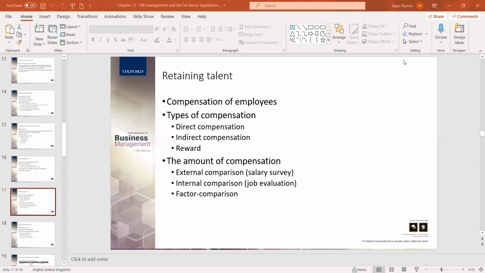You can also use the factor comparison method. Here, jobs are compared according to the demands they make on the employee in terms of factors such as knowledge, communication skills, levels of responsibility, decision-making skills, and others. You list all these factors and see how the person rates on each: decision-making, communication, knowledge, responsibility. With all these factors, you give an evaluation, compare them, and through that, you can compensate them accordingly.